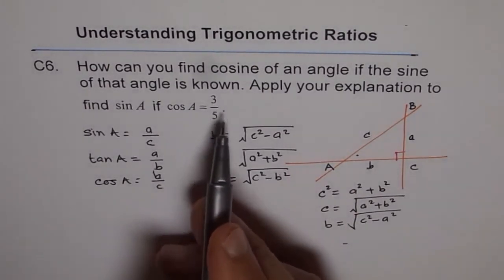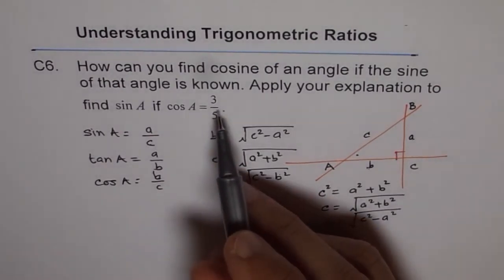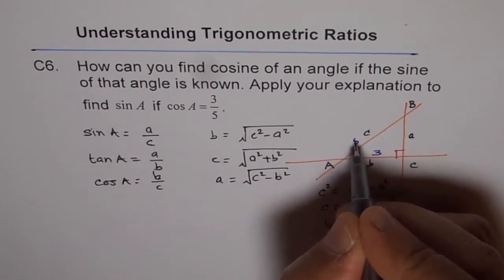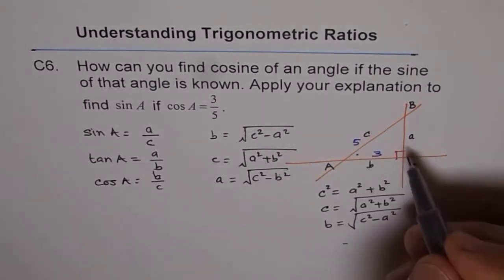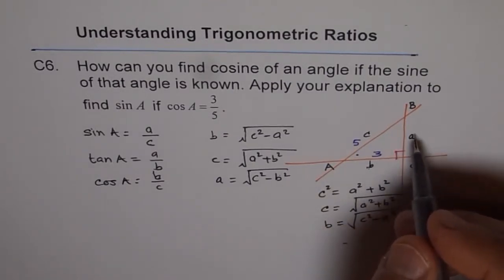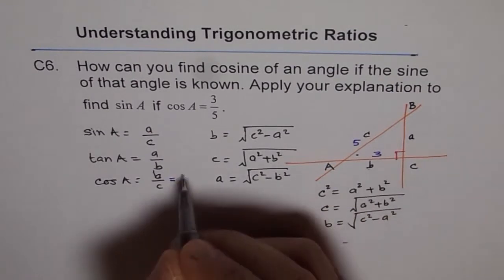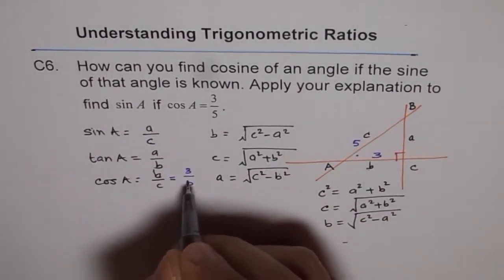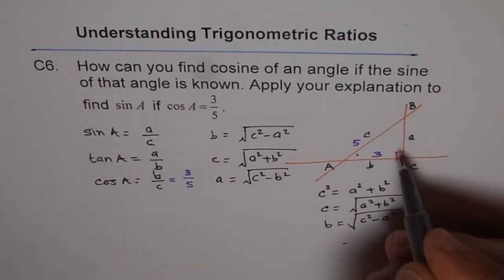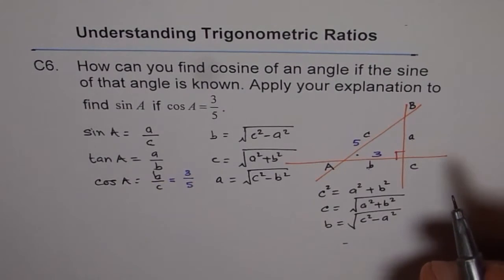So cos A is 3 over 5. Then make your triangle like this and say, well, cos is adjacent over hypotenuse. So this side is 3 and this side is 5. Now I need to find the opposite side, A. So what we have here is cos A is given to us, and that is 3 over 5, correct? So you can compare B is 3, C is 5. That's what we wrote. Now A should be equal to 5 square minus 3 square square root, correct?